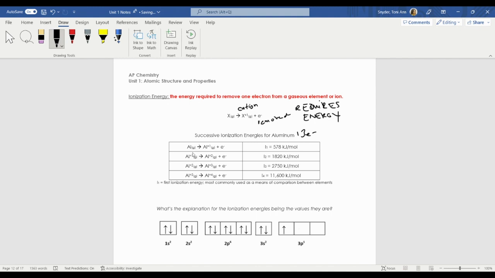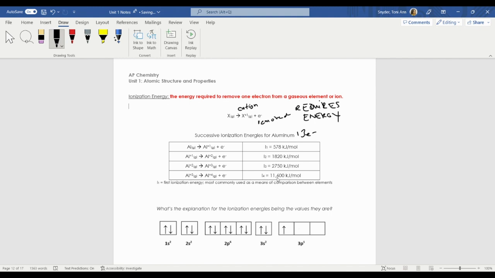So here I have an overall charge of +1. If I have a +2 and I have that negatively charged electron, this gives me an overall charge of +1 as well. This second electron requires 1,820 kilojoules of energy to remove. If I remove a third electron, here it is. If I have aluminum +2, remove another electron, there's the ionization energy, 2,750 kilojoules per mole. That fourth electron, holy moly, check that out.